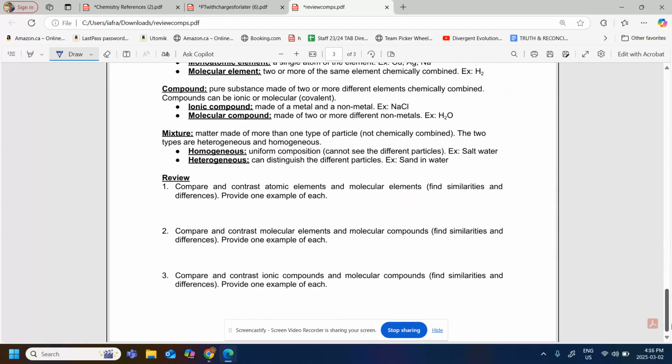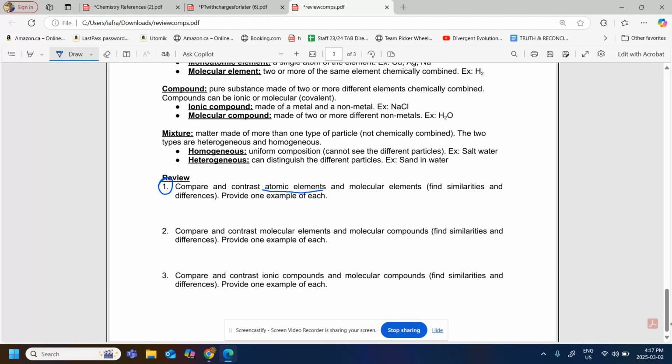And now that we've seen that review, you're able to do these practice problems here. So I recommend you pause the video and try them out yourself, and then unpause the video to check your work. So now we'll check our work. I'm not going to write everything out, but we're going to discuss these problems here. So compare and contrast atomic elements and molecular elements. Find similarities and differences. Provide one example of each.